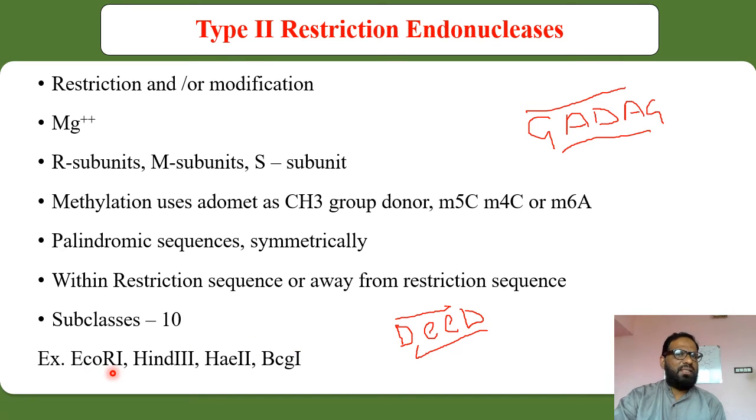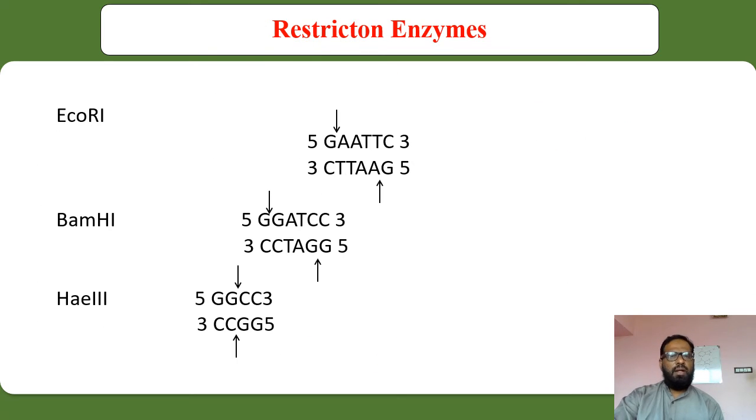Some of the very common examples of type 2 restriction endonucleases are EcoR1. EcoR1 is a restriction endonuclease which is very, very commonly used throughout the world. You go anywhere, if recombinant DNA technology cloning experiments are going on, that laboratory must be using EcoR1. The second very common enzyme is HindIII, then HaeIII, BglII. All these are very common type 2 restriction endonucleases, and all of them come under type 2P restriction enzymes. Type 2P means palindromic restriction enzymes.